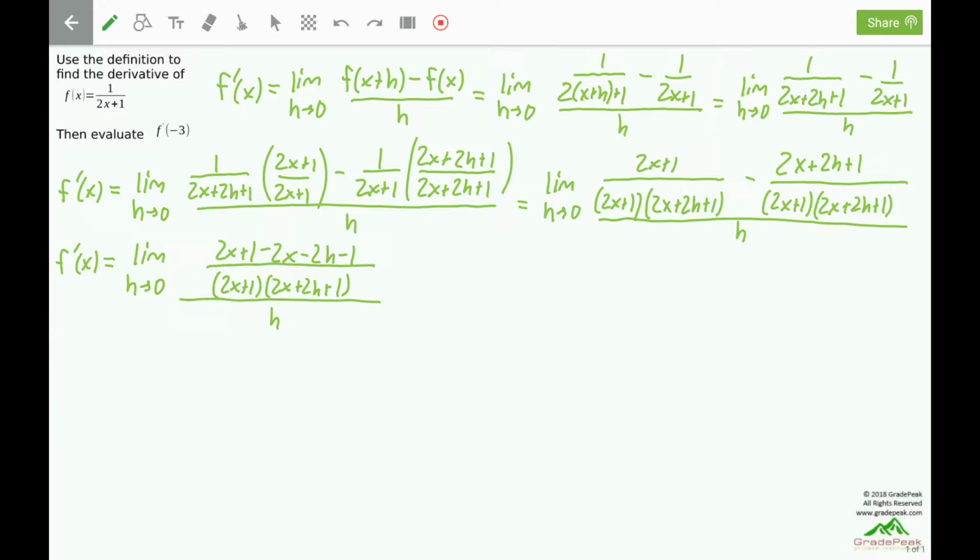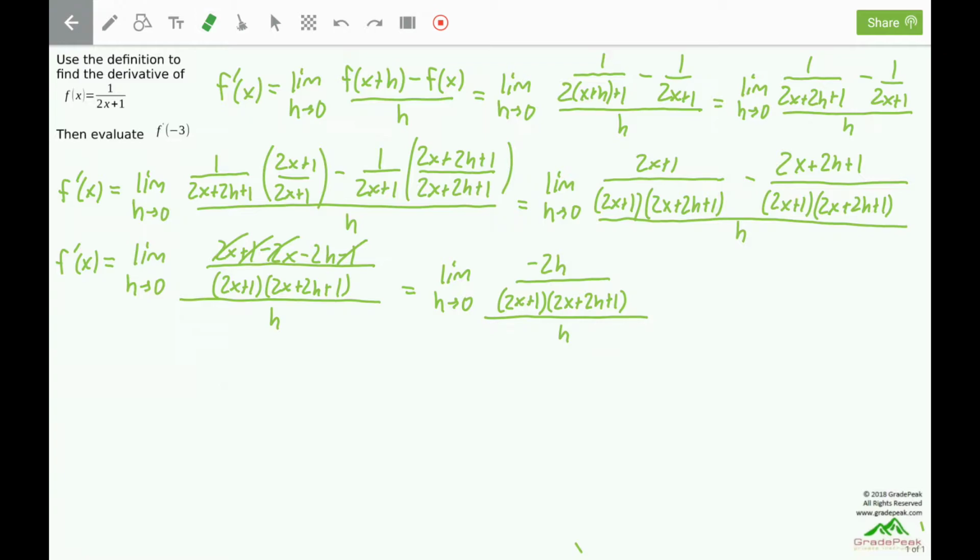Now after combining the fractions, we may have some terms that can combine or cancel. We actually have a positive 2x and negative 2x. We have a positive 1 and a negative 1, and we'll get all of those to cancel. So we have limit as h goes to 0 of all that's left is a negative 2h over 2x plus 1, and then 2x plus 2h plus 1, and that entire thing divided by h.